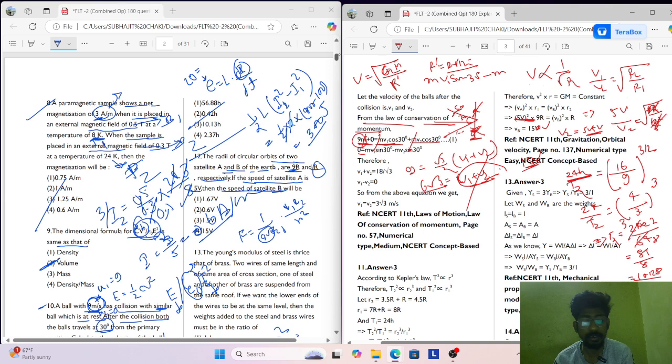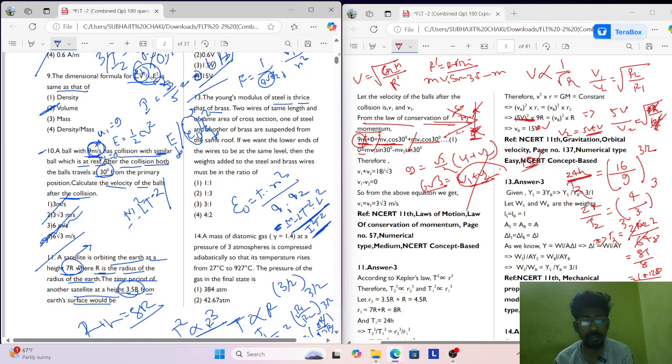The Young's modulus of steel is thrice that of brass. Achha, Y steel is thrice of Y brass. Two wires of the same length and same area, one steel, another brass, are suspended from the same loop. If we want the lower ends of the wires to be at the same level, then the weights added to the steel and brass wire must be in the ratio of. What is Young's modulus? Young's modulus is nothing but stress by strain, right? Sorry, sigma by delta, stress by strain.